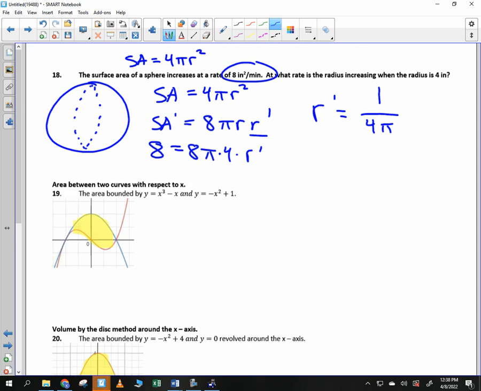And what is our label in? So we're measuring radius. If you measure radius, do you measure it in inches or inches squared or inches cubed? Just inches, right? And it is changing with respect to time. Again, we're looking at a rate, so inches per minute in this situation. Okay.